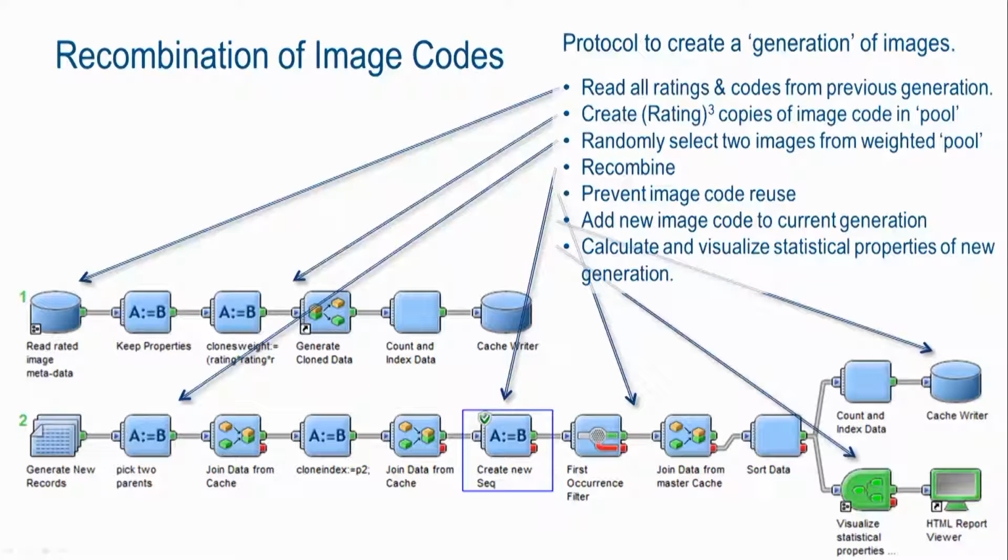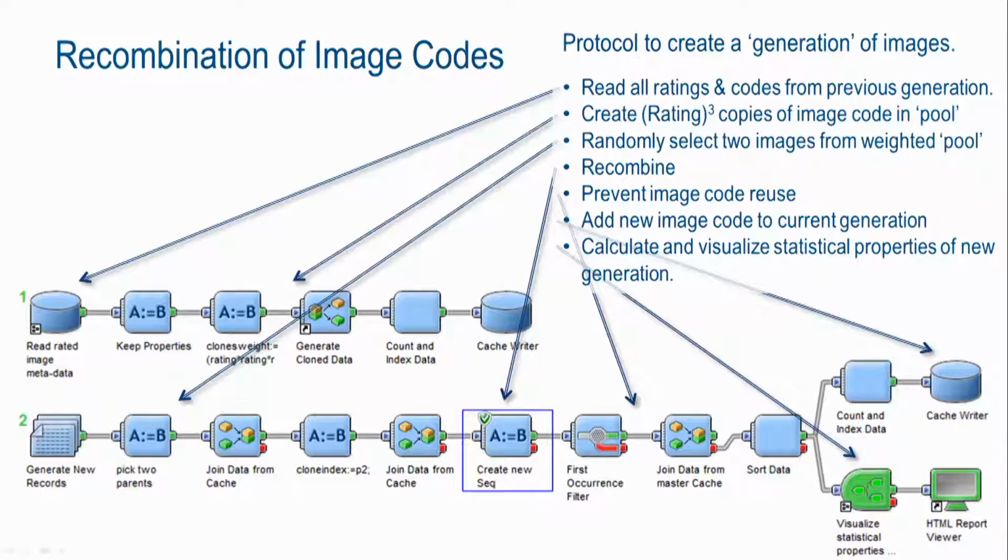So we read all the ratings data, and then we apply a weighting. In this case, I was actually just taking the cube of the rating that was given for every image, and then we make a pool of parent images, right? Parent sequences. You can think of them as genomes. So these are the genomes of all the parents that are available for every new image that you want to generate.